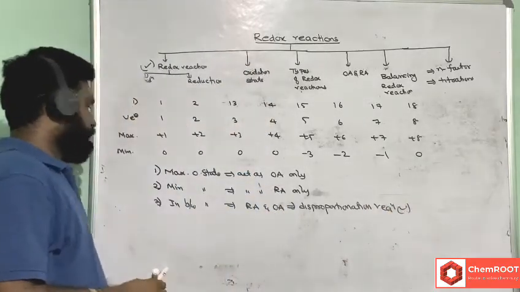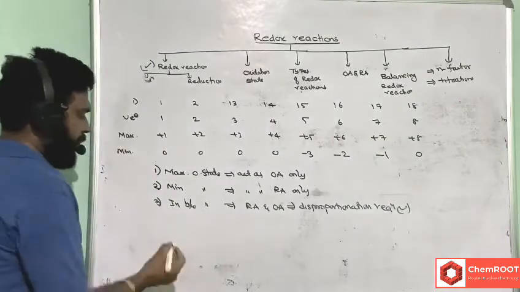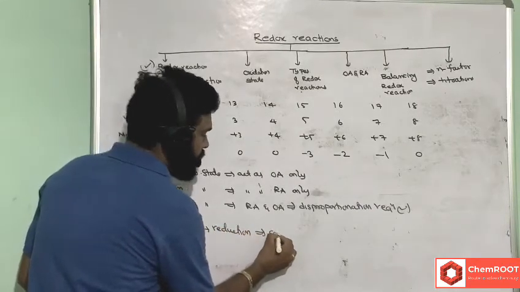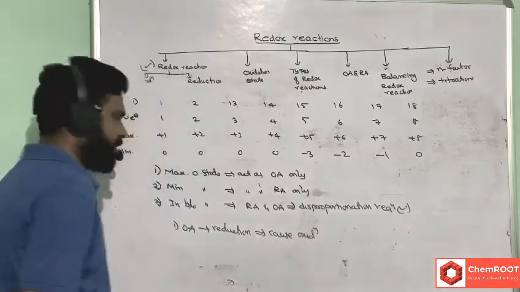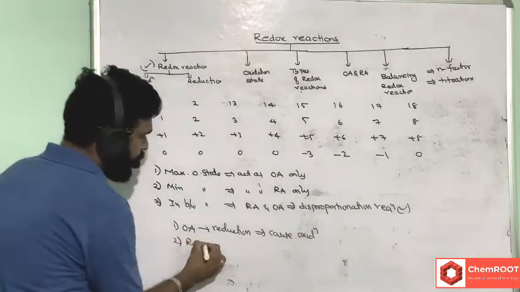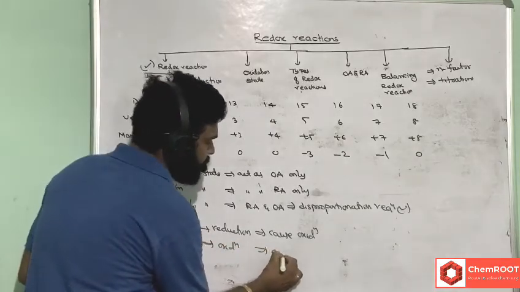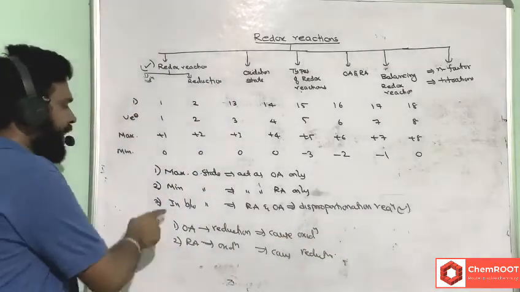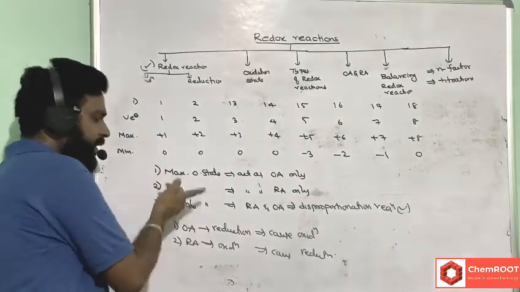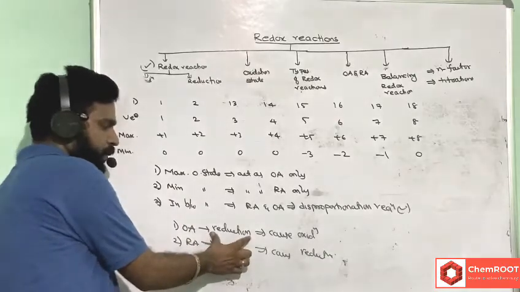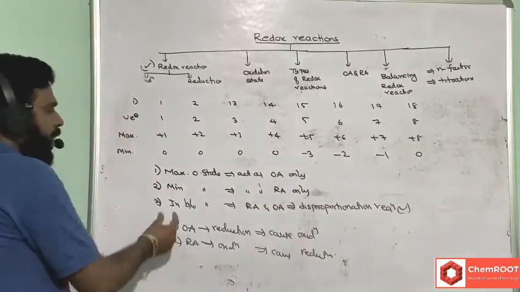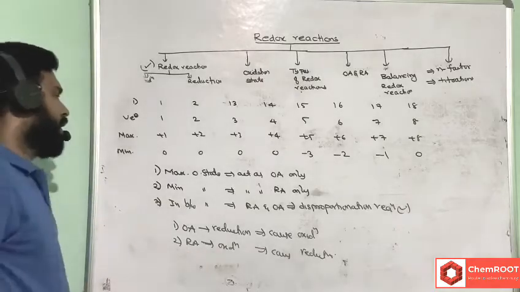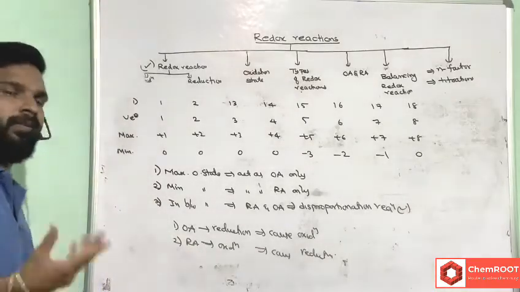Whenever it is in the maximum oxidation state, it is an oxidizing agent, meaning it undergoes reduction and causes oxidation. That's why it is called an oxidizing agent. And a reducing agent undergoes oxidation and causes reduction. That's why it is called a reducing agent. Whenever the maximum oxidation state is there, an increase is not possible, oxidation is not possible, only reduction is possible, so it acts as an oxidizing agent only. And when it is minimum, a decrease is not possible, so reduction is not possible, only oxidation is possible, so it acts as a reducing agent. In between oxidation states, it acts as both.